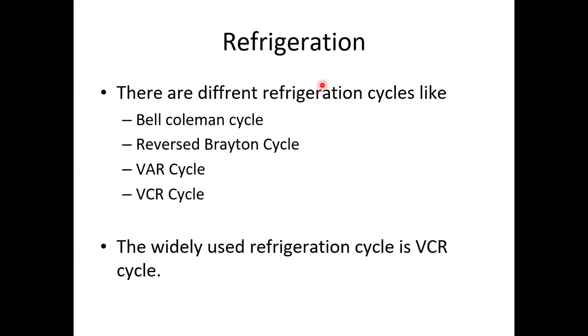The first one is the Bell-Coleman cycle. Then the others are the reversed Brayton cycle, the VAR cycle, and the VCR cycle. I hope you've studied these, isn't it? Refrigeration cycles, especially the VCR cycle and VAR cycle. In thermodynamics, you've studied them with PV diagrams and TS diagrams. PV means pressure-volume diagram. TS means temperature and entropy, where S stands for entropy, isn't it? Temperature and entropy diagrams.